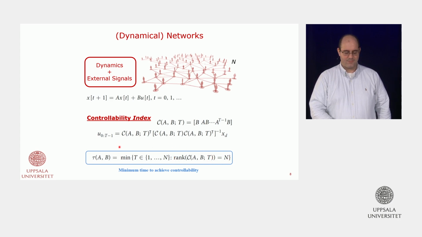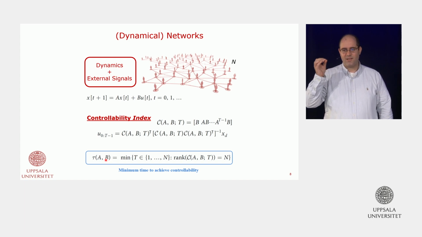minimum capital T that you need to consider such that the rank of that controllability matrix becomes full. Of course, as emphasized here, and we are going to denote this controllability index by tau, it will depend on the matrix A and the matrix B. So let's move forward and keep in mind this controllability index that is, simply speaking, the minimum amount of time I need in order to ensure controllability.